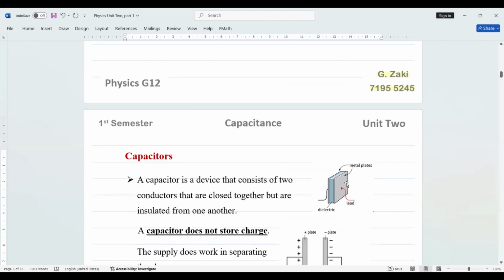What is the capacitor? A capacitor is a device that consists of two conductors, two metal plates that are close together but are insulated from one another by an insulating material like wax or paper or air, called a dielectric. What is the capacitor? It is an instrument used to store and release electrical energy.